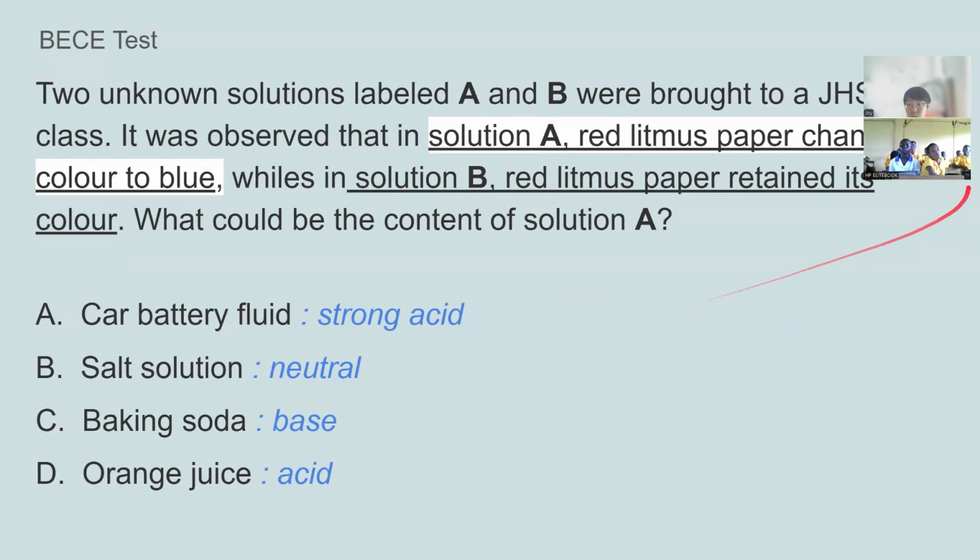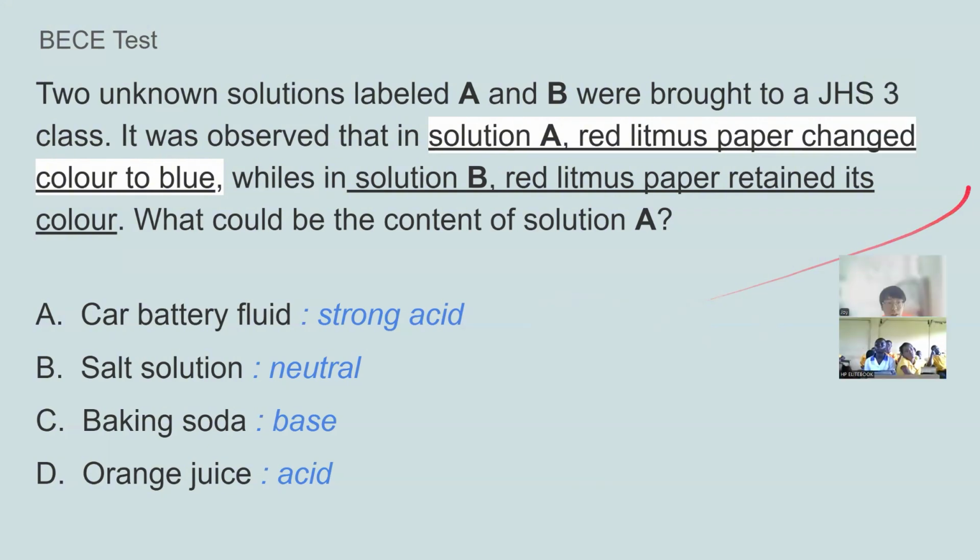Now let's look at this question right here. Two unknown solutions labeled A and B were brought to a junior high school class. It was observed that in solution A, red litmus paper changed color to blue, while in solution B, red litmus paper retained its color. So, what could be the content of solution A?